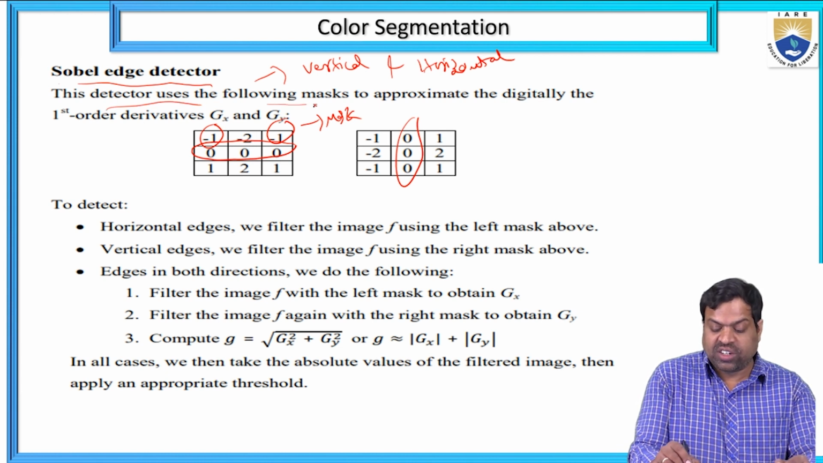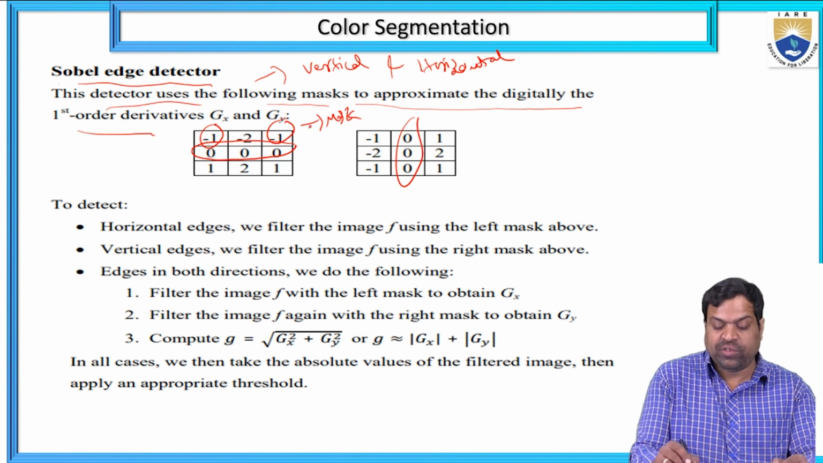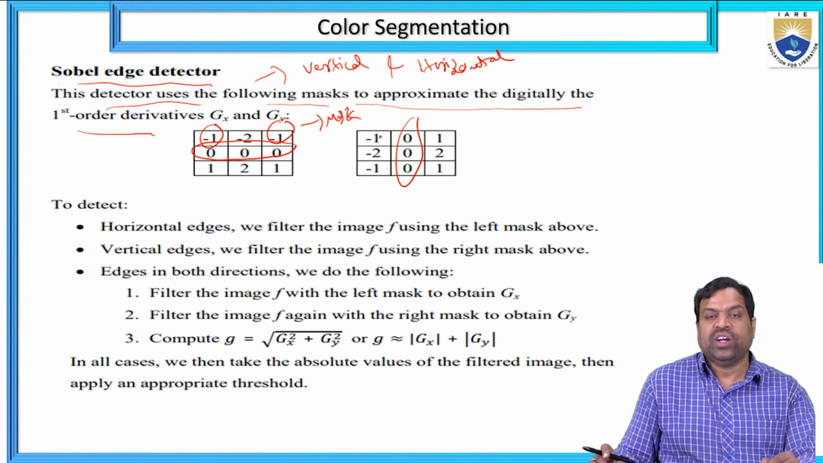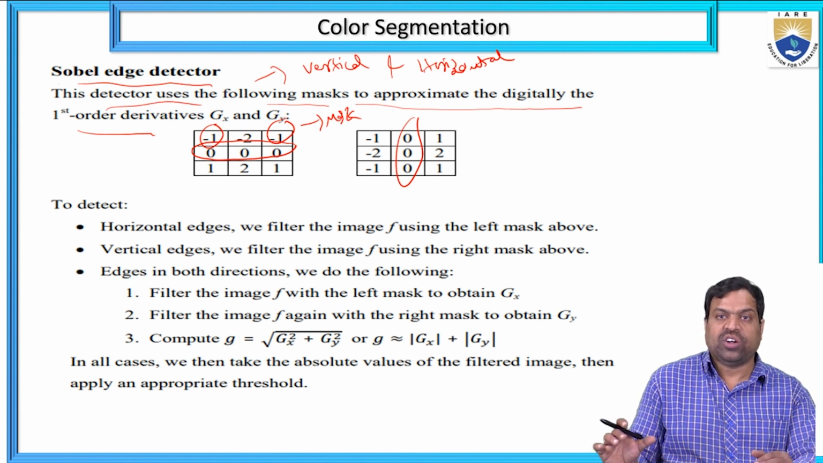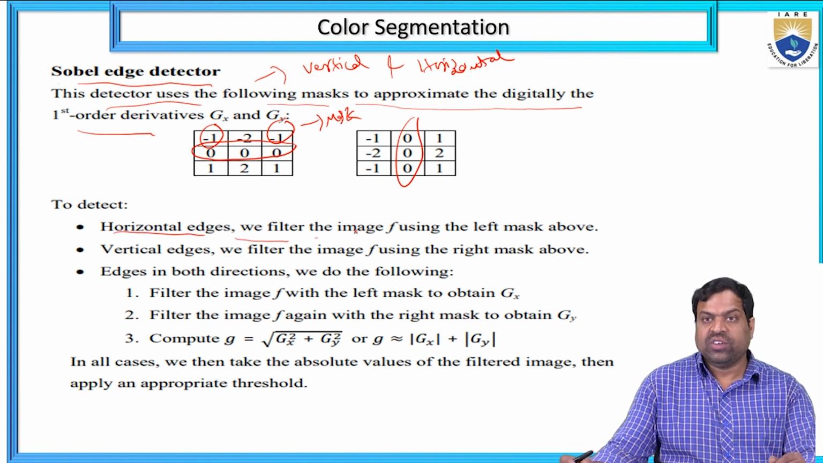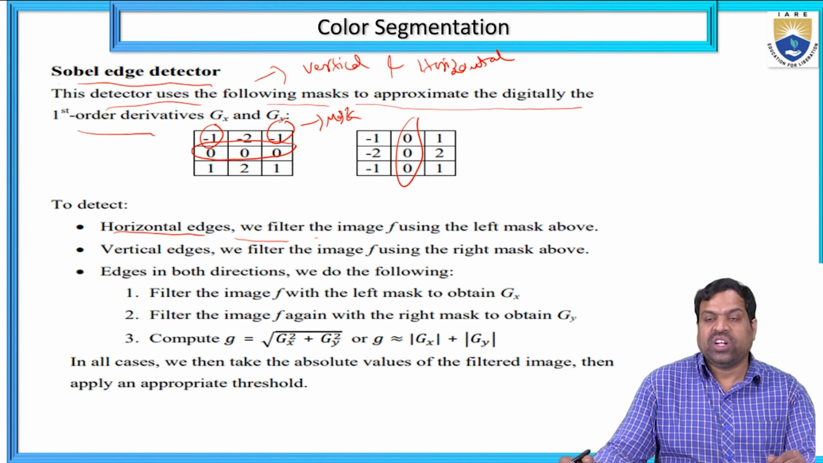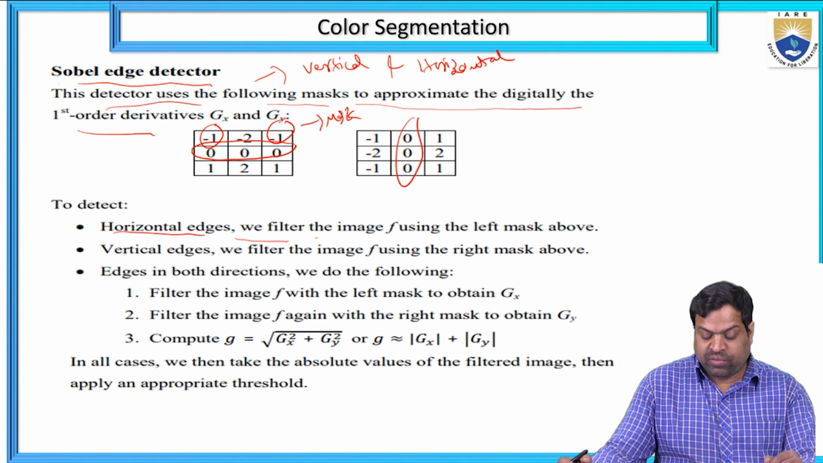This detector uses the following masks to approximate digitally the first-order derivatives of Gx and Gy. What do we have to detect? If the image has horizontal edges or vertical edges, then only we have to use this technique. For horizontal edges, we filter the image f using the left mask above, and for vertical edges, we filter the image f using the right mask. But for edges in both directions, we can do the following.